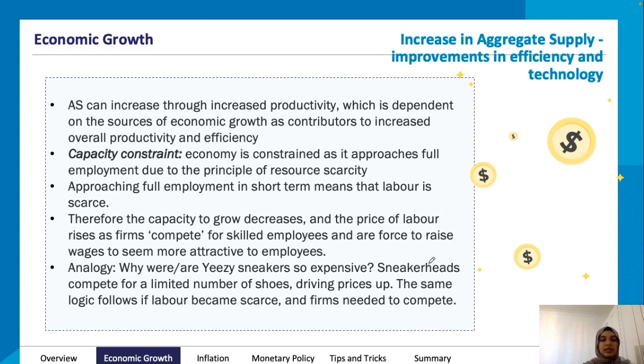Right? So, an analogy, why were or are Yeezy sneakers so expensive? It's because sneakerheads compete for a limited amount of shoes, driving prices up. So, there's only a few pairs of shoes in the market. The same logic follows if labour becomes scarce and firms need to compete for that labour. Okay?